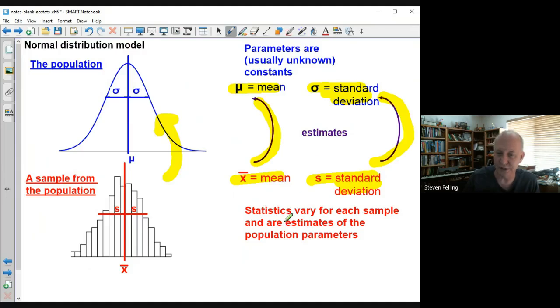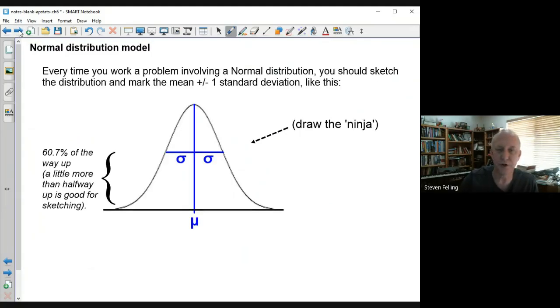So the statistics are basically estimations of the population parameters. All right, so every time you work with a problem that involves a normal distribution, you should sketch the distribution. That's actually a requirement in this class. And then mark the mean and standard deviation like this.